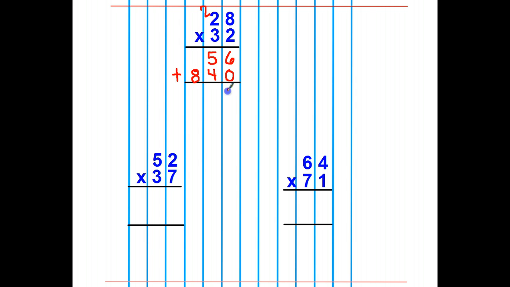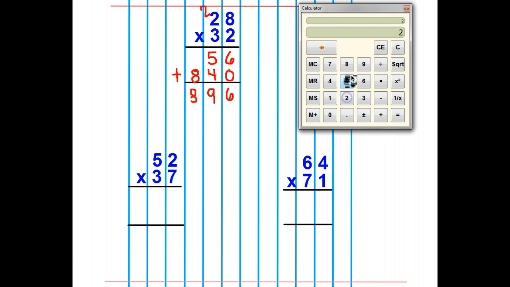6 and nothing is 6. 5 plus 4 is 9. 8 plus nothing is 8. And then let's check. Okay, 28 times 32. And there we are, it's correct. So now I'm ready to do the next two problems. We'll do one in check and then one in check. Here we go.